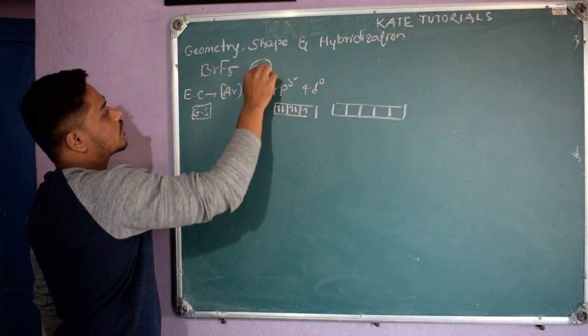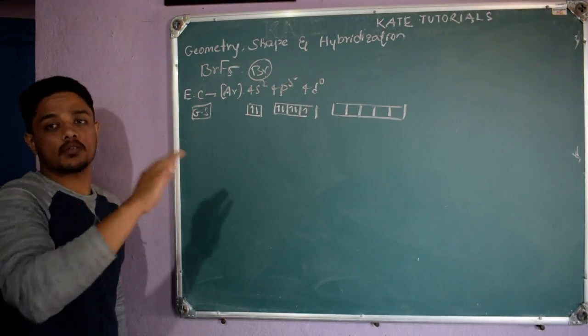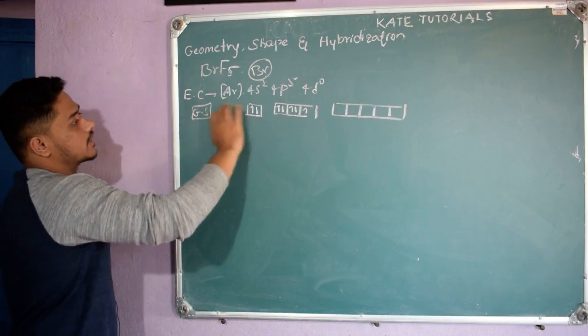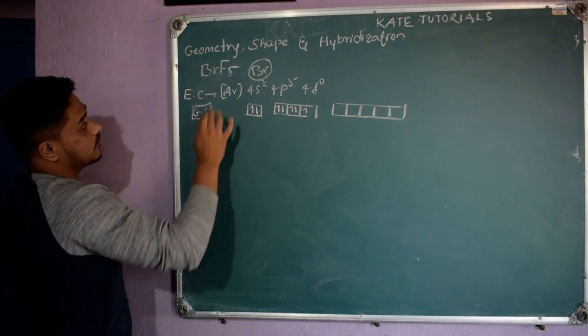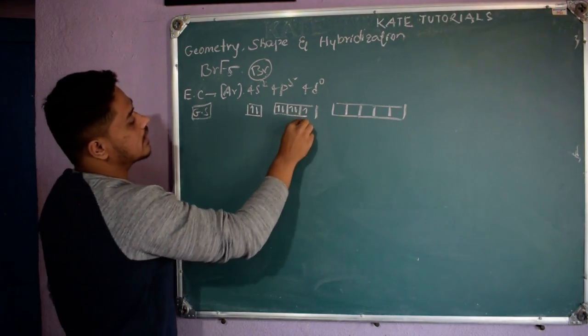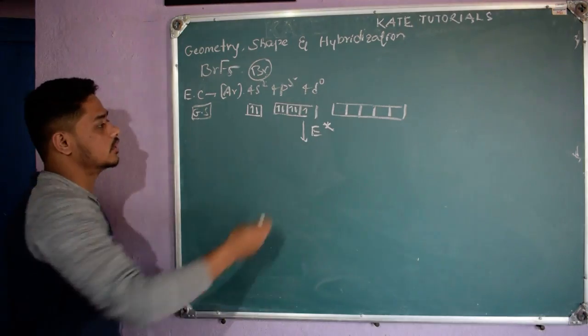Always we write the electronic configuration of the central atom, which is bromine here. In ClF3, chlorine was the central atom. So bromine, this is the electronic configuration. Further, when these 5 fluorine come here, it will get excited. I can show it by E star also.